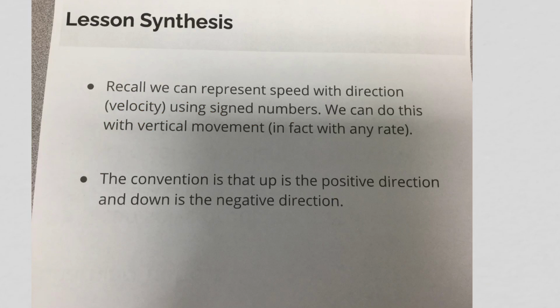Lesson synthesis. Recall that we can represent speed with direction, called velocity, using signed numbers. We can do this with vertical movement, in fact, with any rate. The convention is that up is the positive direction and down is the negative direction.